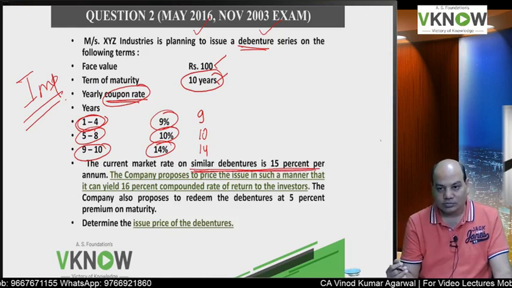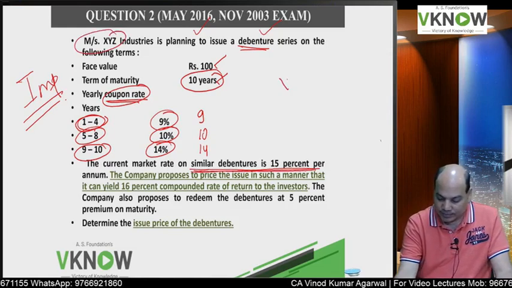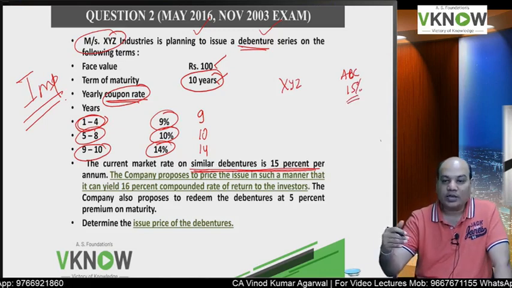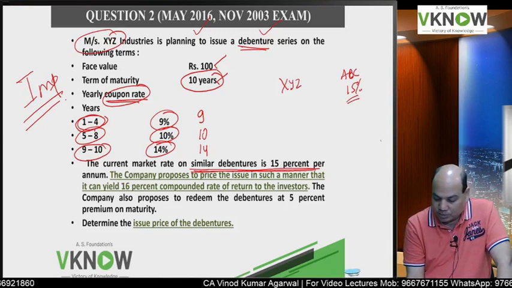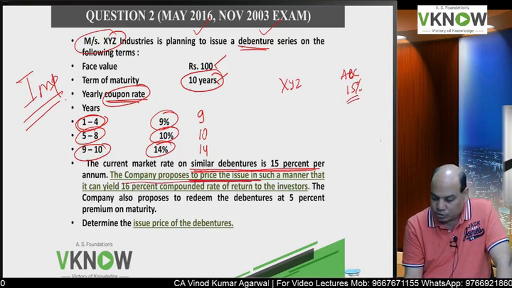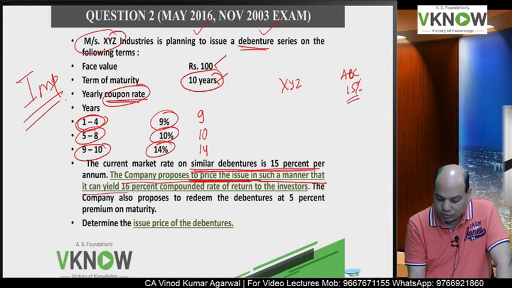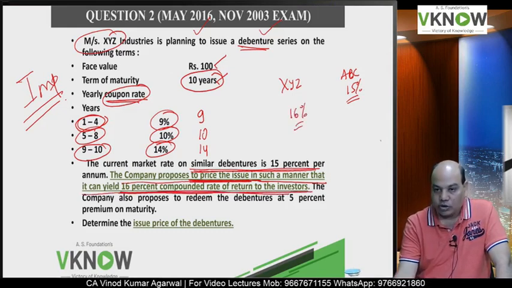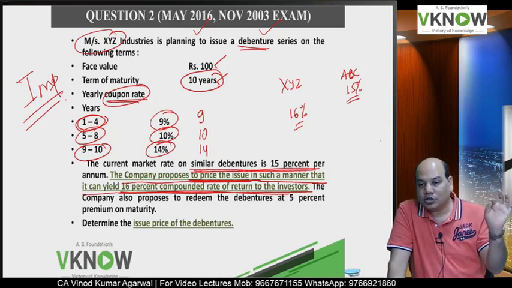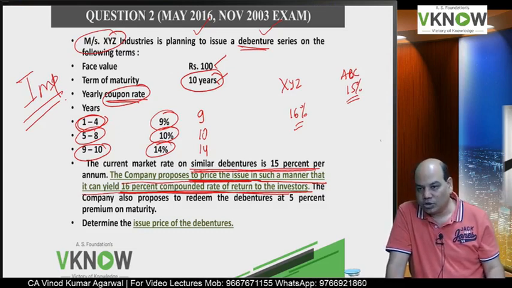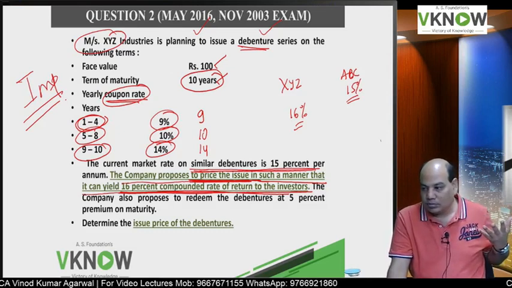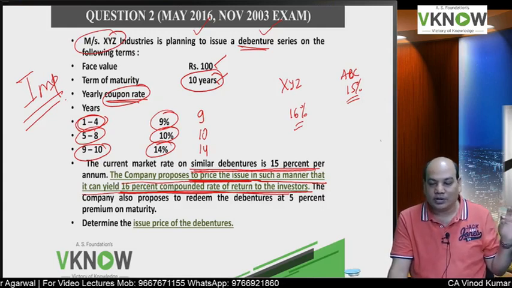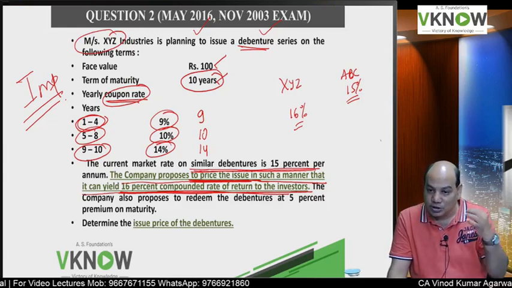Suppose this is XYZ, the other company, call it ABC, they have issued debenture which is carrying an interest at the rate of 15%. The company proposes to price the issue in such a manner that it will yield 16% compound rate of return to the investor. Now this company wants to ensure that our investor earns 16% rate of return, because if I also offer 15%, then they will prefer to go to the other company. So I must price the bond in such a manner that it will generate a return of 16% for my investor.